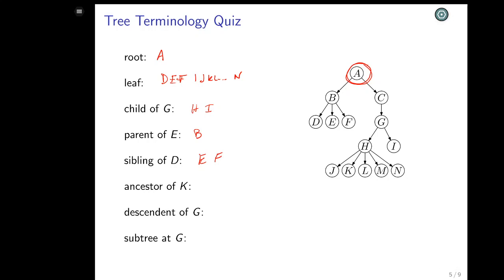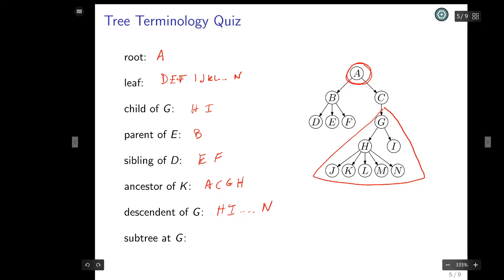You're stopping me if you get confused. The ancestors of K. A, C, G, H. Okay? Who knows? Maybe. Probably not. If you're confused and you want to be precise, what do you say? Proper ancestor. Proper ancestor excludes the node itself, for sure. Proper ancestor. Descendant of G, there are lots of them. H, I, all the way down to N. And the subtree rooted at G. So the subtree rooted at G is the subtree of the tree whose root is G. There you go.